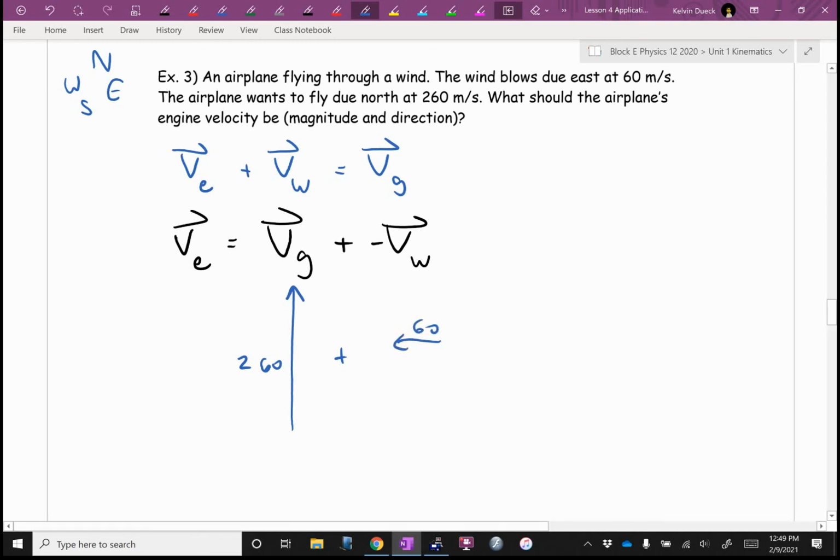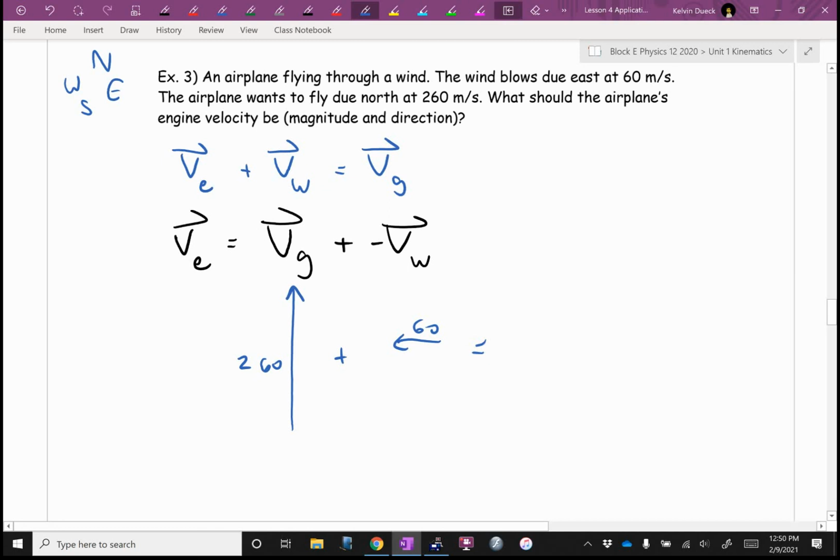And I drew the 60 way shorter because 240 divided by 60 is 4, so this is roughly 1/4 as long. Have I successfully turned my subtraction question into an addition question? Well then, Kyle, how do I add two vectors together? I think I'll draw them. You don't say.